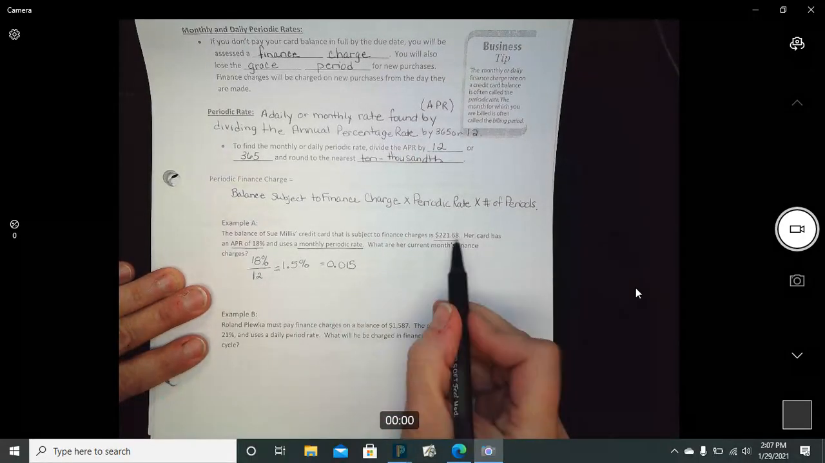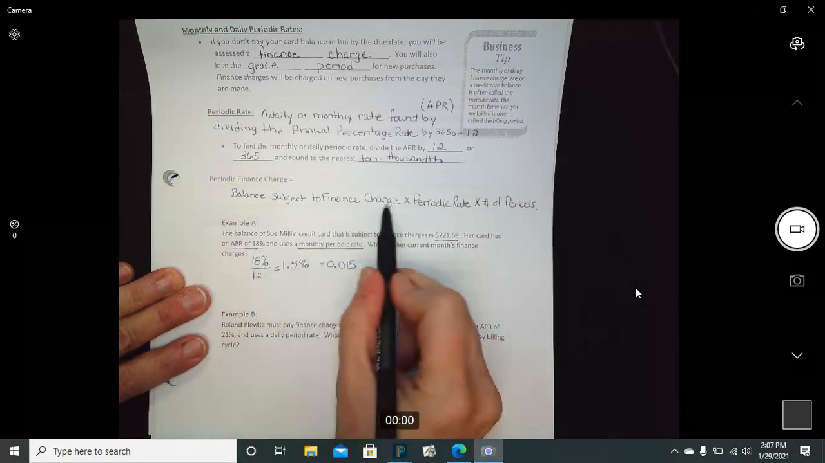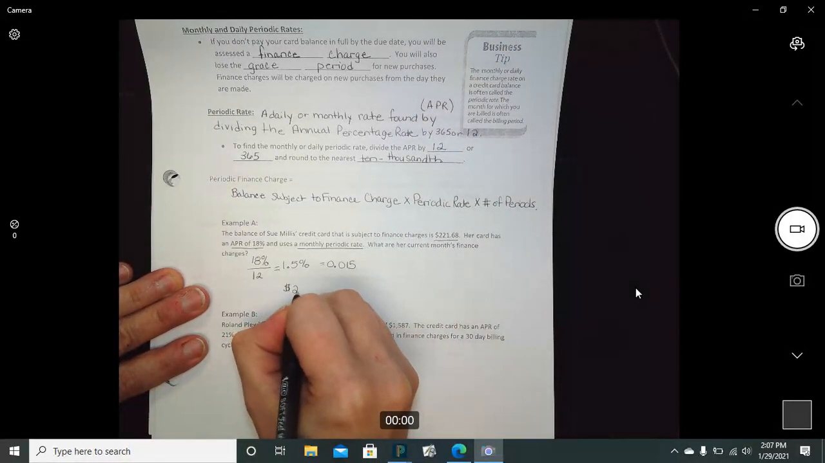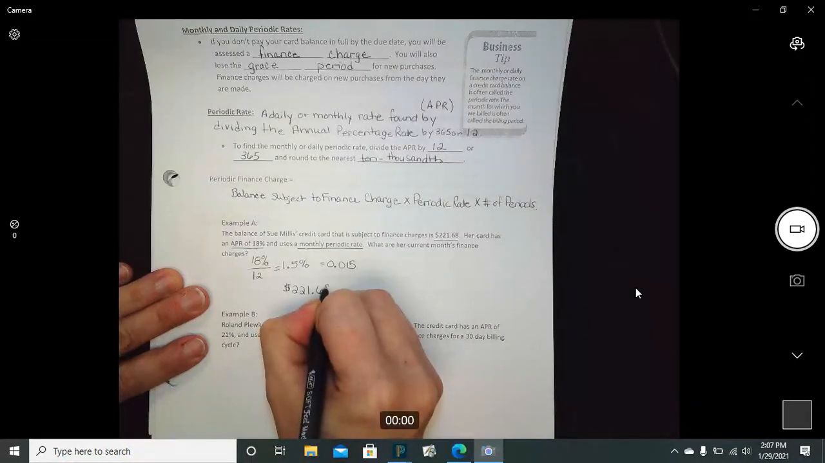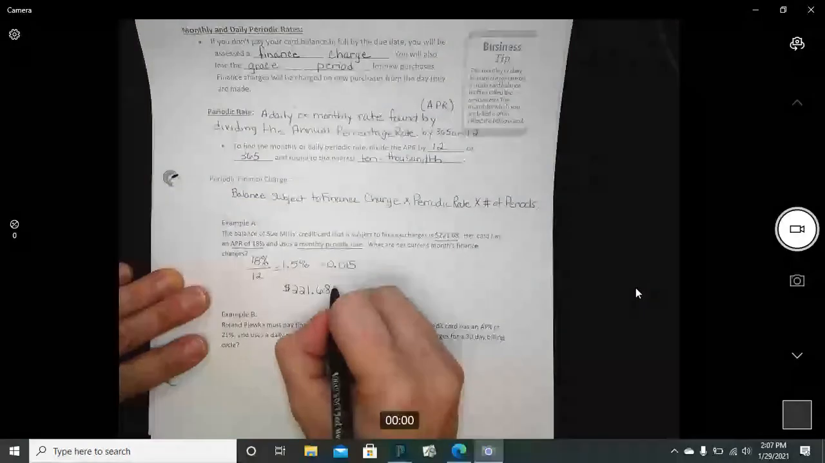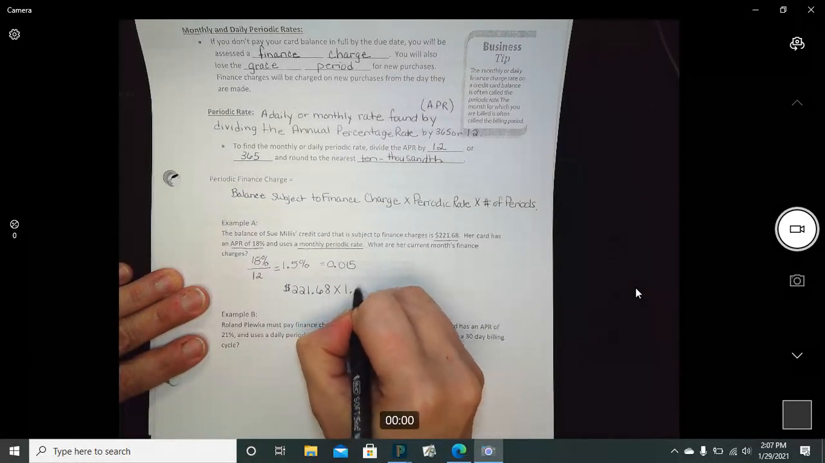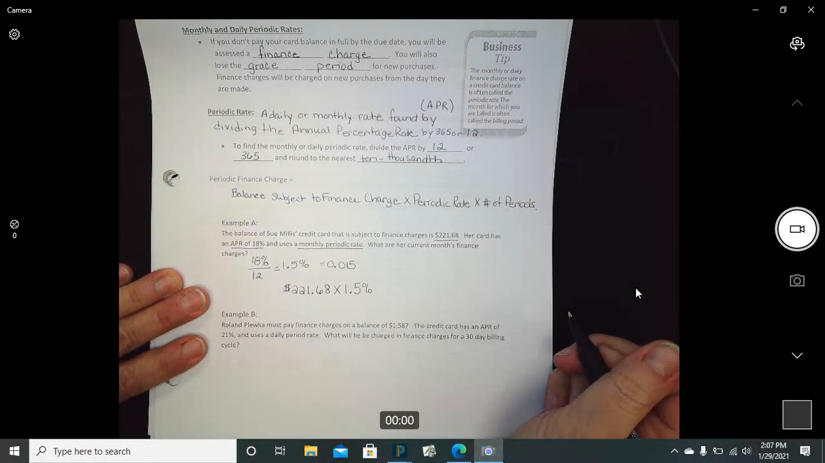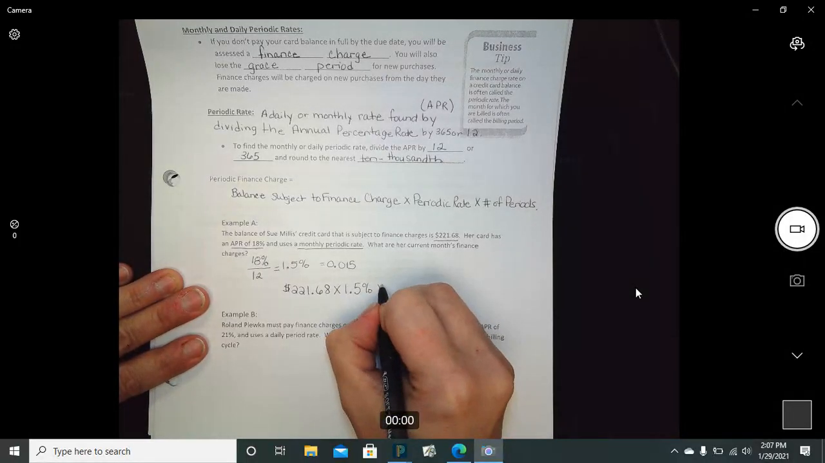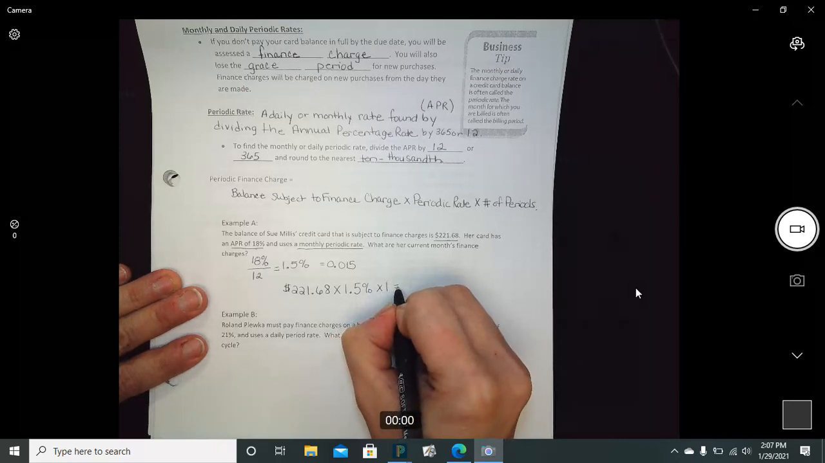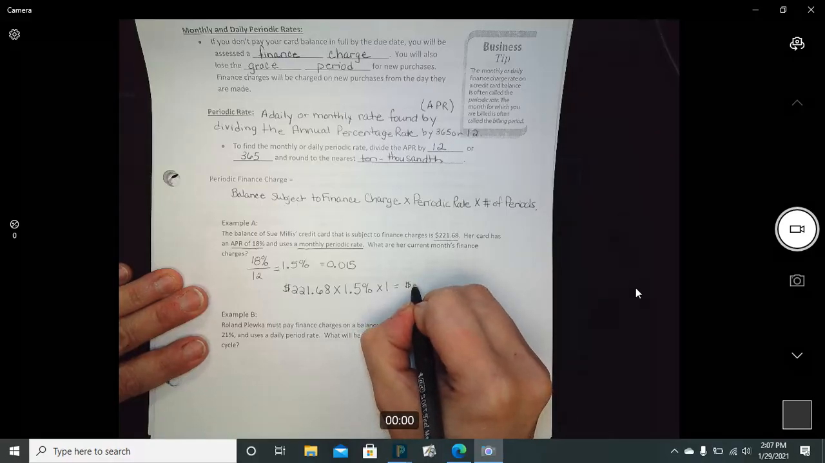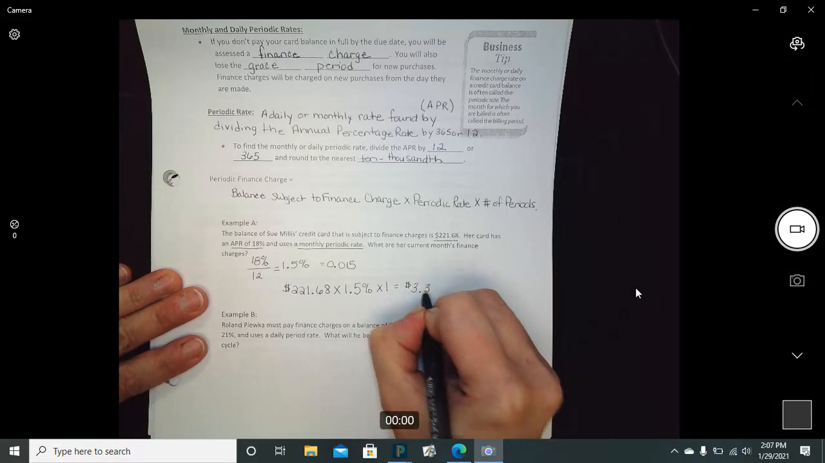So now we look at the balance subject to the finance charge using our formula. It's going to be 221.68 times the periodic rate, which is our 1.5%. And the number of periods is just going to be 1 because we are looking at 1 month. So our current finance charge is going to be $3.33.